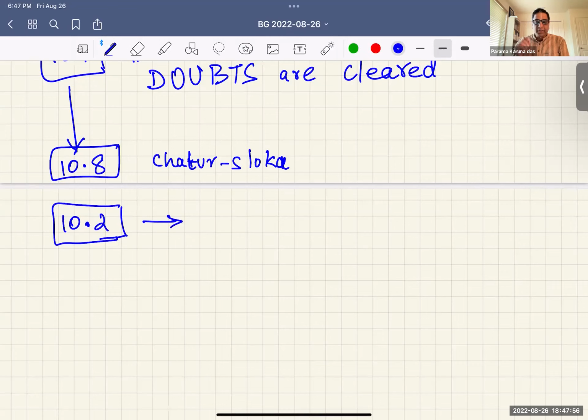10.2, the main aspect. Lord Krishna has described bhakti in a very simple and easy way in chapter 9. However, even though on reading the 9th chapter at a superficial level it appears easy, many people are not able to follow it.